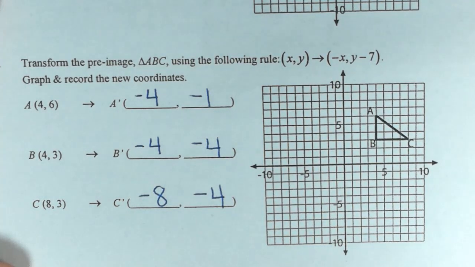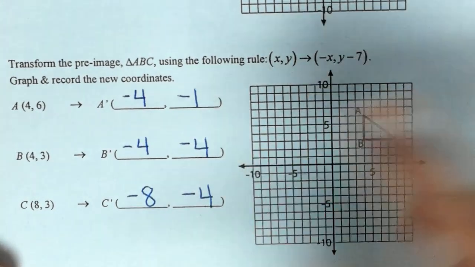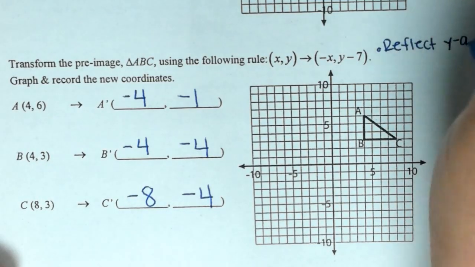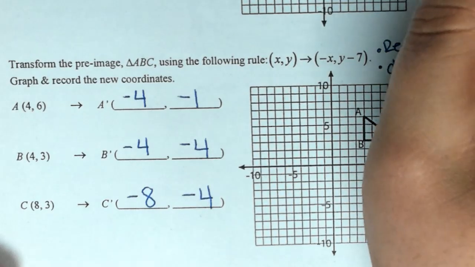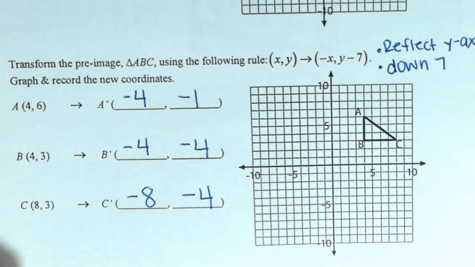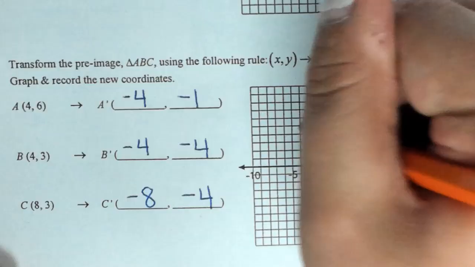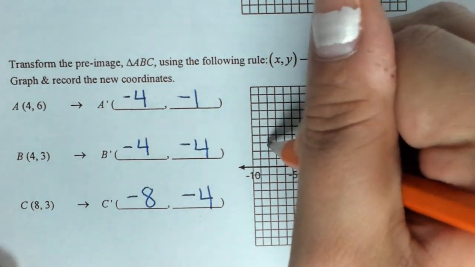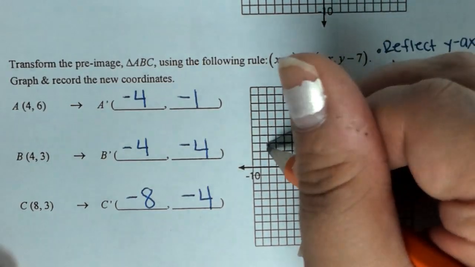The other way is to actually look at it and see what it says. What is it saying to do with the negative X? Over the y-axis. Reflect over the y-axis. What is it saying with the y minus 7? So if you wanted to, instead of plotting these points, you could physically reflect over the y-axis, and then move down 7 physically.